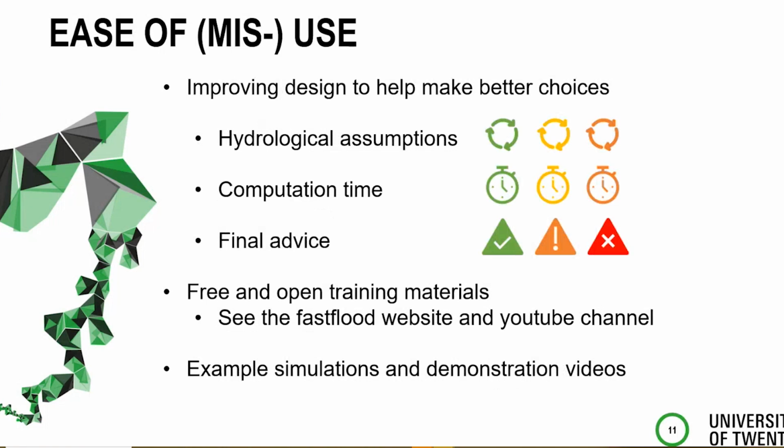There's also a danger to tools like this: ease of misuse. So we're trying to improve the design to make better choices. In one of the updates, we added warning icons for the hydrological assumptions, the computation time, and the final advice for will it work at this resolution? Will I get what I'm expecting? But it's also dangerous. If you don't know what a catchment is, people just drag a square and put in some rainfall value and then expect a flood map. But that's not what this tool is. You do need a bit of a background to set it up. You need to know a little bit of what you're doing. We try to add free and open training materials to help with that as well.